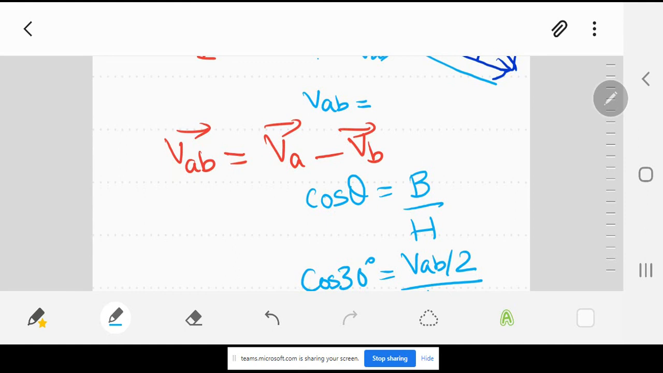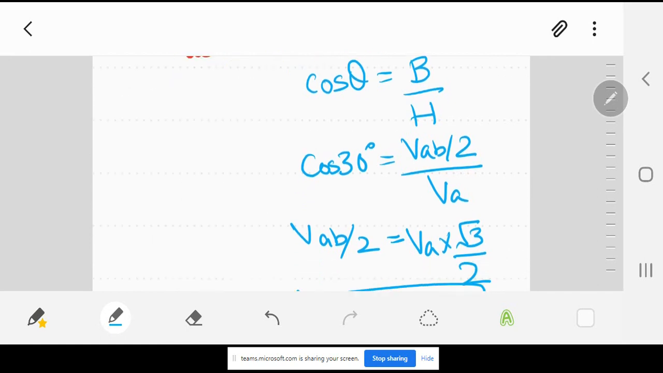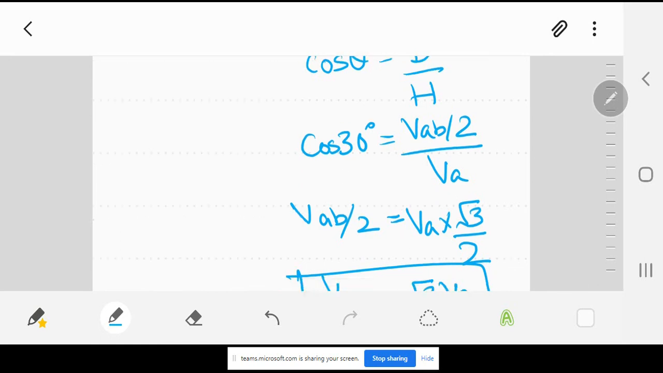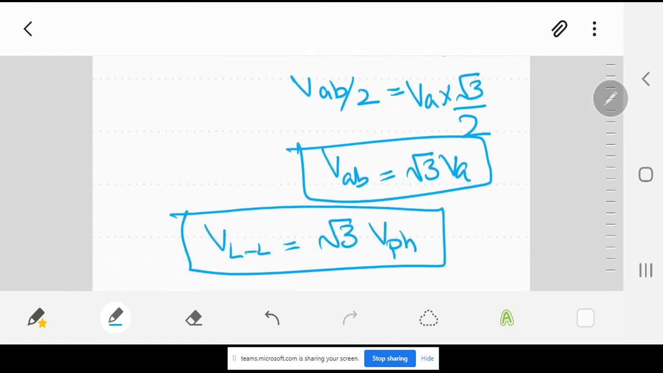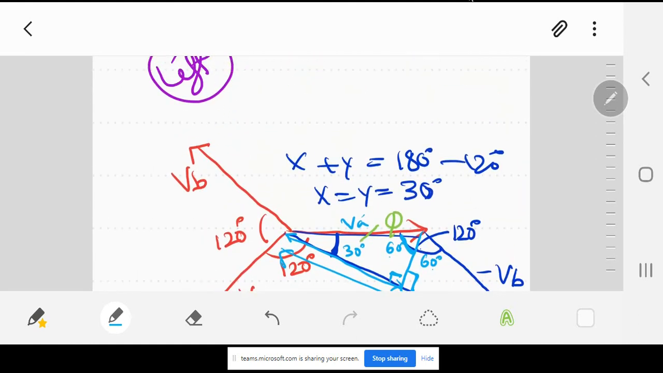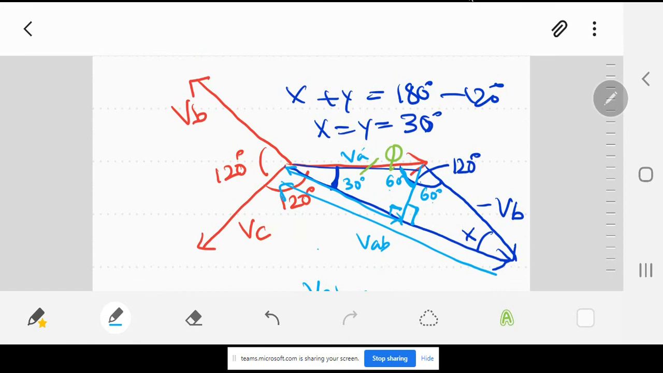So what I have done over there, base over hypotenuse: base is VAB by 2, and hypotenuse is equal to VA, that is the phase value of that vector. So cos of 30 is equal to VAB by 2 divided by VA. So VAB by 2 is equal to cos of 30, which is under root 3 by 2, and this 2 and this 2 get cancelled. So the line to line voltage is equal to under root 3 times the phase voltage. I hope this is clear up till now. You can prove it for all the three phases, since they are all symmetrical. You don't need to do it for all the three phases. So in this way you can find out the relation between the line to line voltage and the phase voltage.